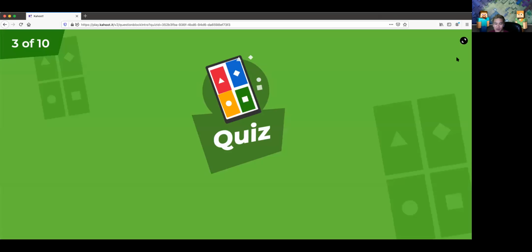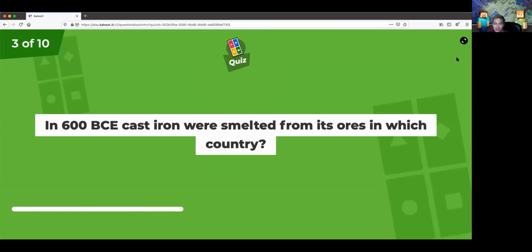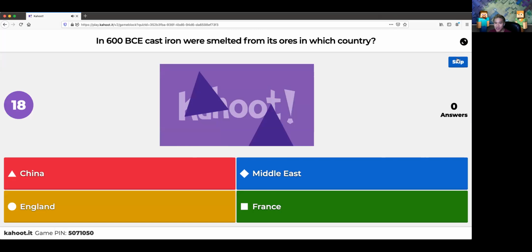Question number 3. In 600 BCE, cast iron were smelted from its ore in which country? Is it China? Is it Middle East? Is it England? Or is it France? Again, in 600 BCE, cast iron were smelted from its ores in which country? Is it China? Is it Middle East? Is it England? Or is it France?